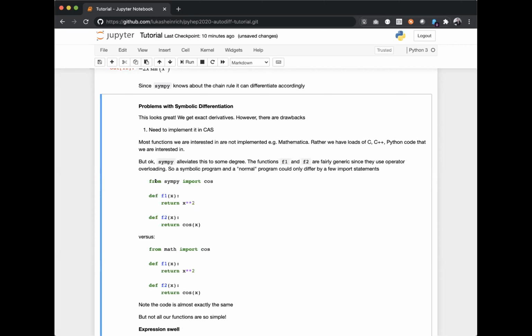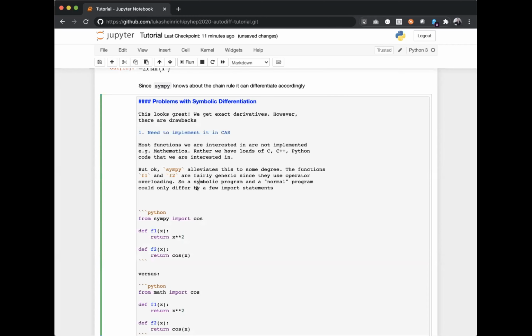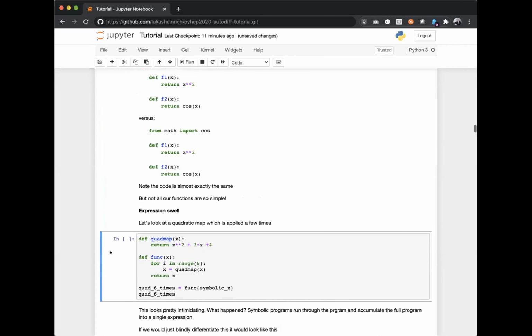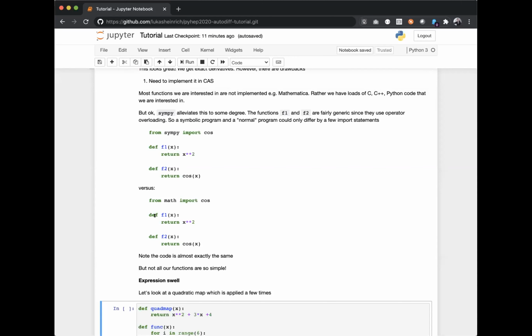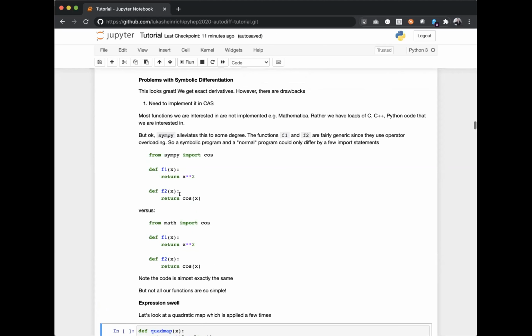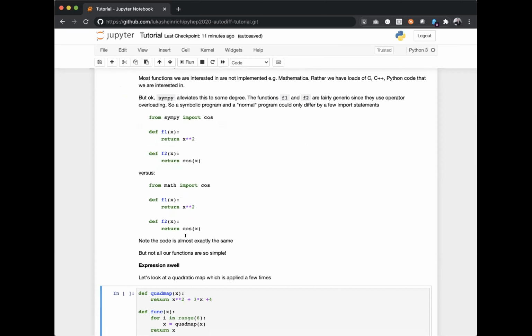So I use SymPy here, and the selling point of SymPy, unlike Mathematica, which is a pretty hermetically closed world unto itself, is that it uses native Python language constructs and overloads their meaning, and you can get away with programs that look very similar, no matter if you use the symbolic version or the non-symbolic version. So you might only differentiate itself by the import statement. Right, so this section here, F1 and F2, is exactly the same source code. The only difference is that the import for the cosine function is different. And so that's already nice. But the issue is, of course, that not all our functions are so super simple.